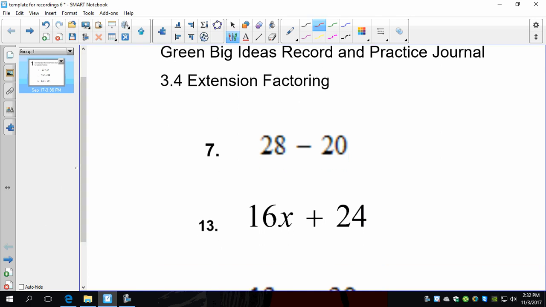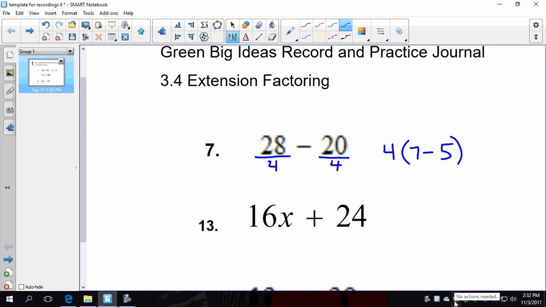So for number 7, you've got to figure out what 28 and 20 have in common, and we just want to factor that out. Both 28 and 20 have 4 in common. So we're pulling out that 4, then using our parentheses and writing what is remaining. 28 divided by 4 is 7, and then we're subtracting 20 divided by 4, which is 5. So you would have 4 on the outside and 7 minus 5 inside the parentheses for number 7.